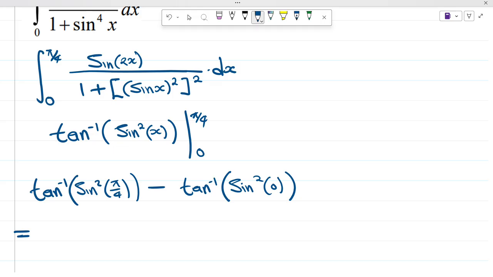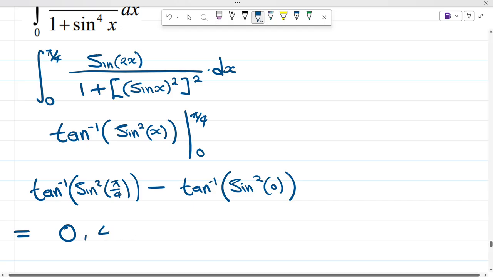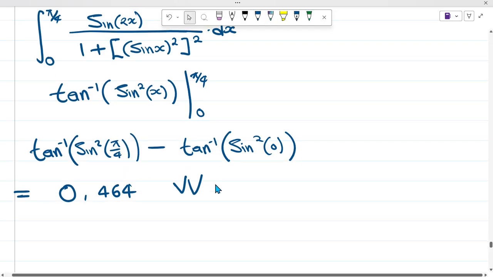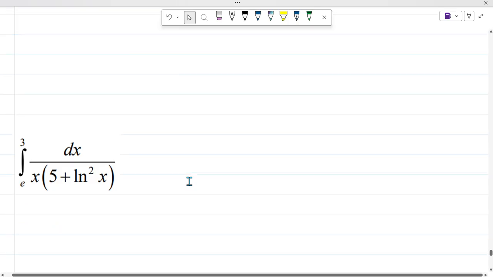So yeah, I have sine squared. I'm done punching now. The answer that I get is 0.464, 0.464. So that should be your final answer for that. You should have gotten the same thing. Otherwise, if it's different, it's wrong. So yeah, that's it.